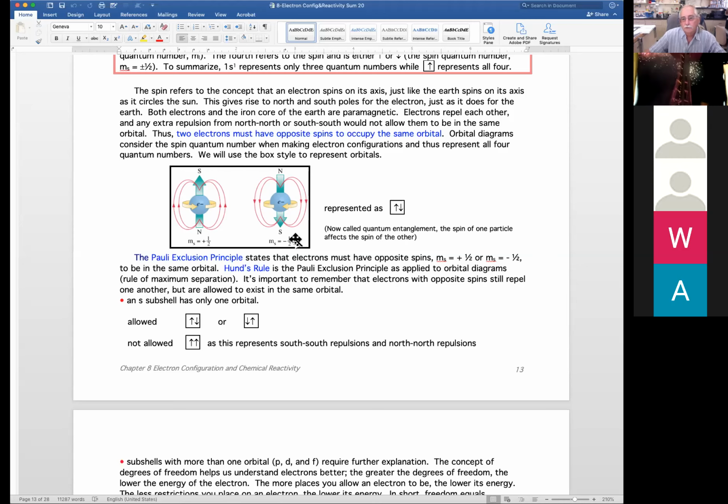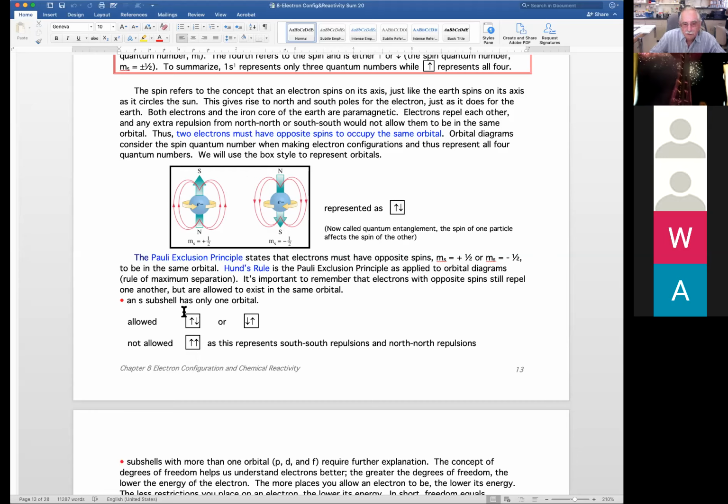So as it turns out, this is acceptable. This is represented by this. 1 arrow is up, 1 arrow is down. They have to have opposite spins. What you cannot see is this. You can draw this, you can draw that, but you cannot draw that because that would represent north to north, south to south.